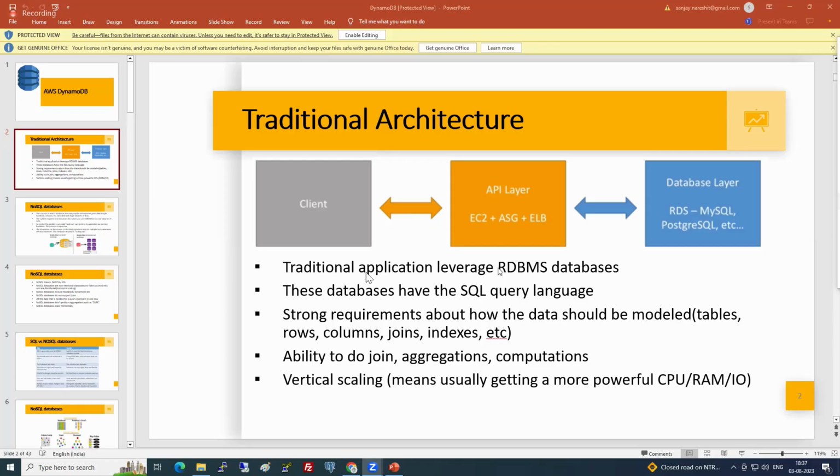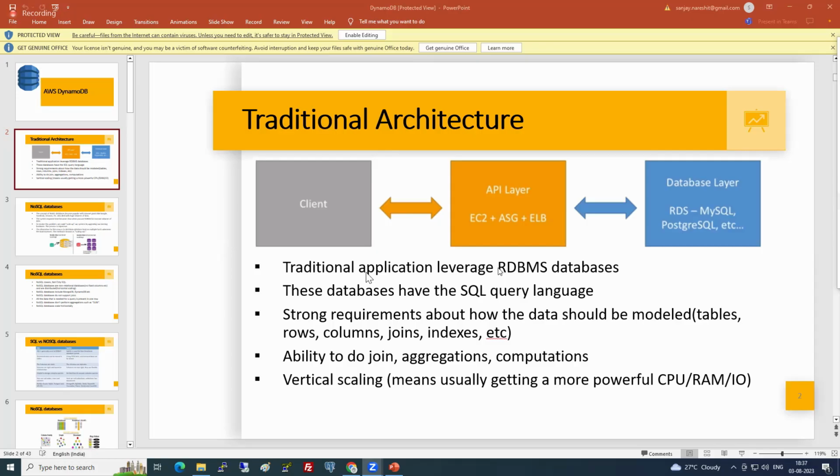RDBMS databases are good up to a certain limit. If we need extreme high performance, will RDBMS databases support that? No. So for that reason, if Amazon and Flipkart were using direct MySQL or any RDBMS database, they wouldn't get that huge, high performance.